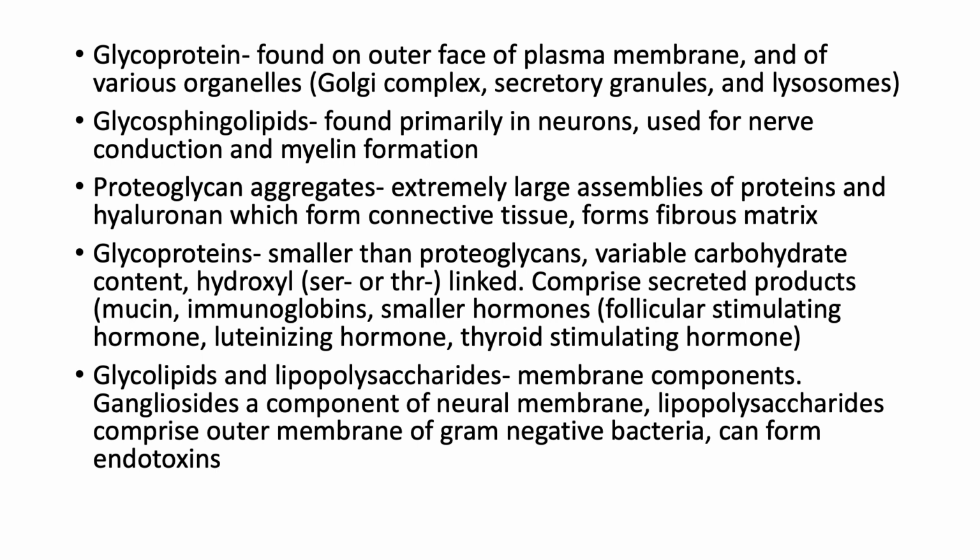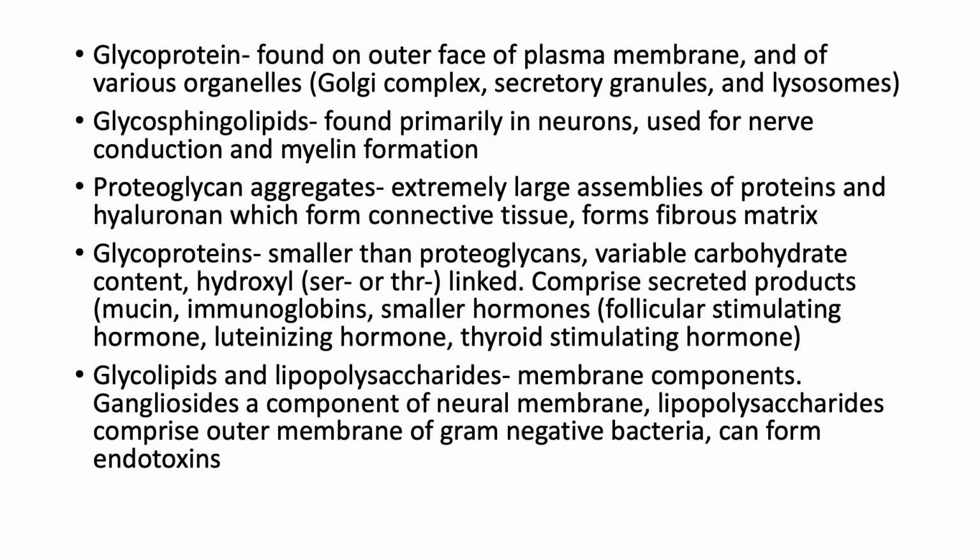Glycoproteins are found on the outer face of the plasma membrane and of various organelles, such as the Golgi complex, for example, or secretory granules or lysosomes involved in degradation. Glycosphingolipids are found primarily in neurons. They are used for nerve conduction and myelin formation. Proteoglycan aggregates are extremely large assemblies of proteins and hyaluronan, which form connective tissue and form a fibrous matrix.